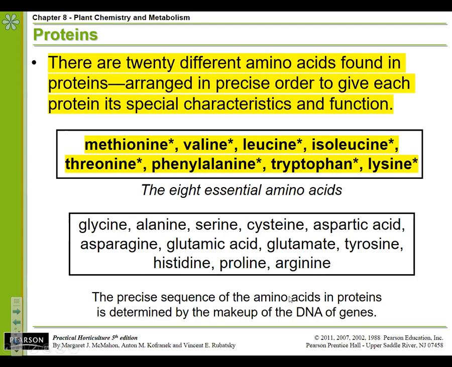The precise sequence of the amino acids in the proteins is determined by the makeup of the DNA of the genes. So the way that the DNA is translated basically is creating the different sequence of the amino acids, coding different proteins, making the different makeup of the different cells, tissues, and organs in plants as well as animals, in all life, basically.